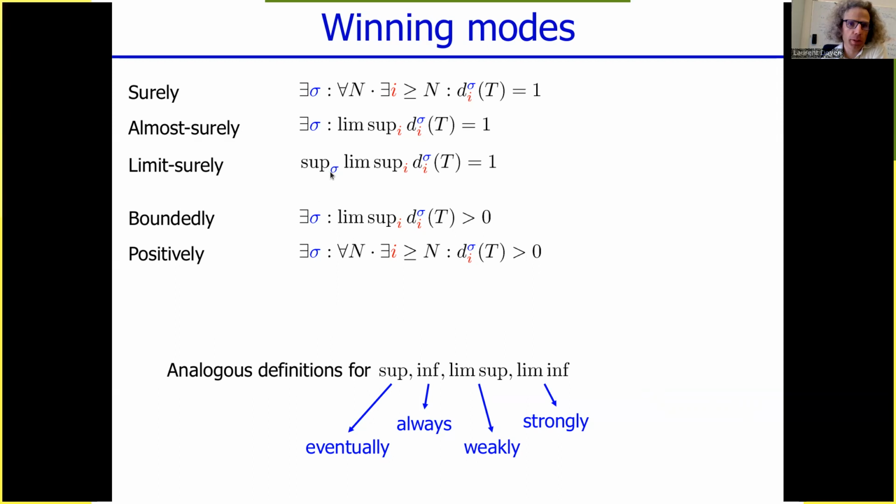So the supremum sigma of a function is greater than 0 if and only if there exists sigma such that this function is greater than 0. So that's why the supremum doesn't give a new winning mode here.